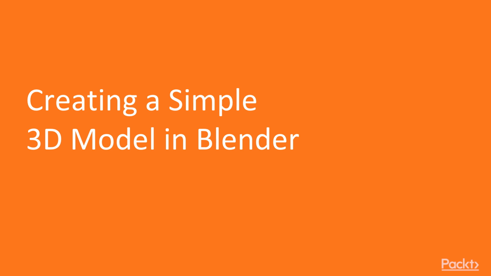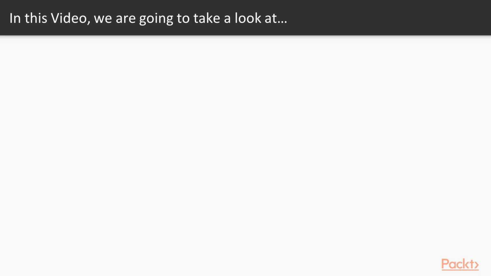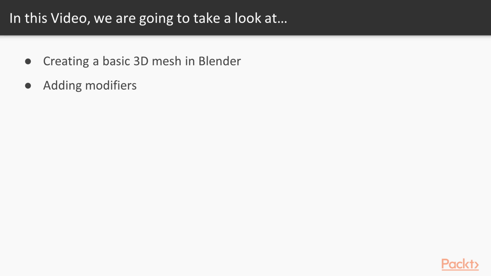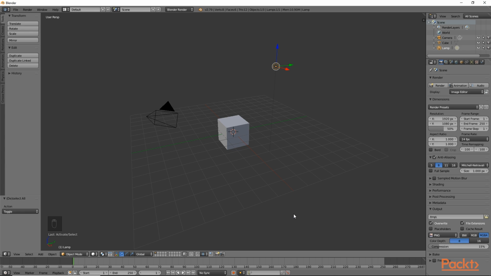Now, in this first video, creating a simple 3D model in Blender, we're gonna learn about creating a basic 3D mesh in Blender. Then we're gonna learn how to add modifiers. And also we're gonna learn how to make smooth surface in Blender. So let's get started. I have opened up Blender.